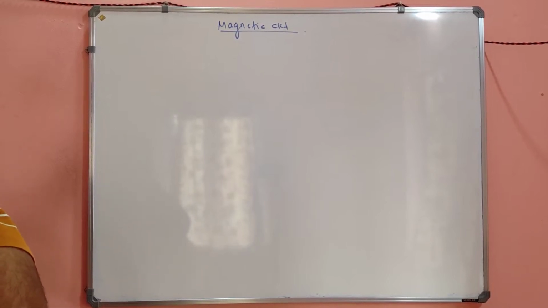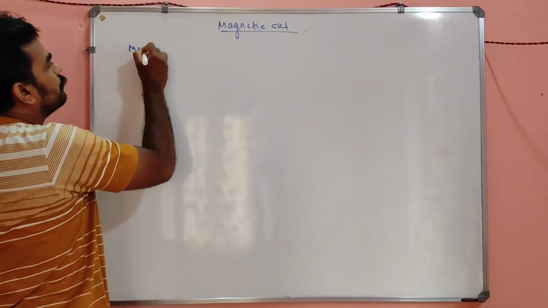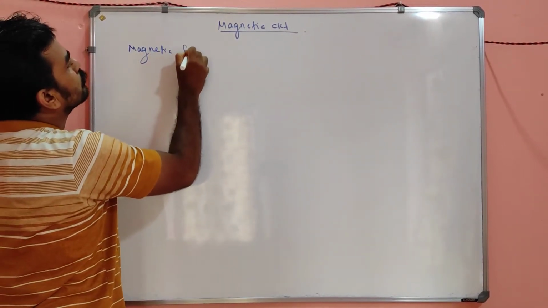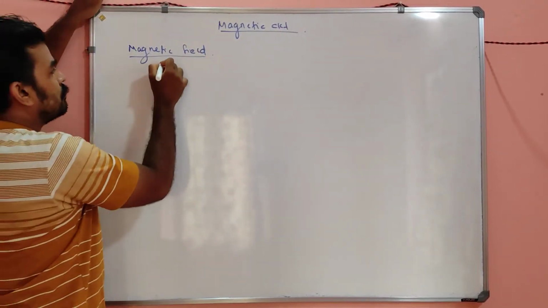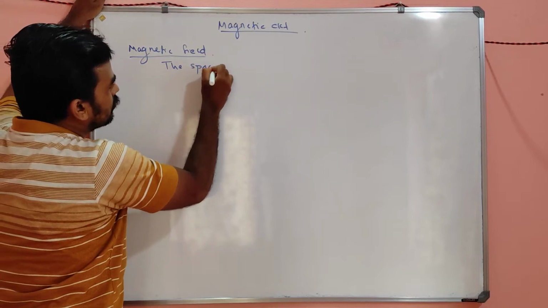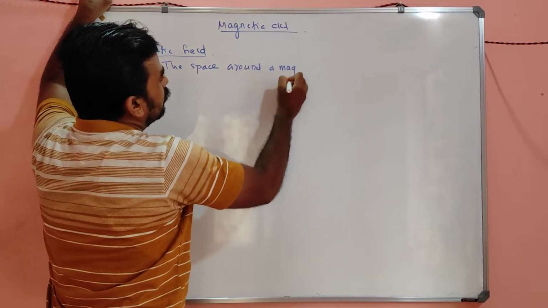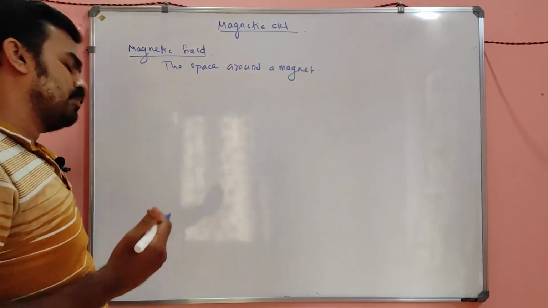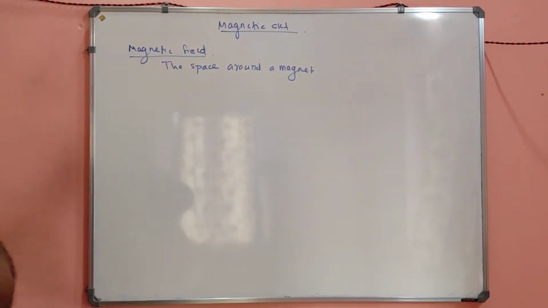The first one is magnetic field. What do you mean by the term magnetic field? The magnetic field is nothing but the space around a magnet. The space or region around a magnet is called the magnetic field.